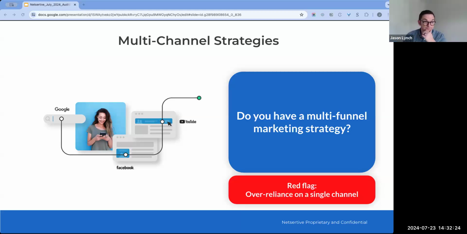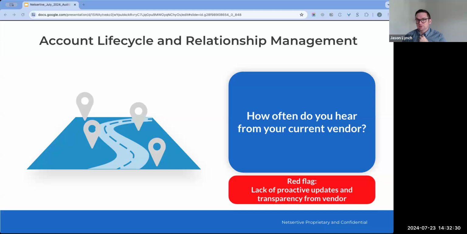Yeah, that's awesome. I think related to that, thinking about account lifecycle and relationship management, how often do you hear from your vendor? Can you talk a little bit about an account, Zach, and how, when you're working with a new vendor or setting up a new account, there's that progression of how an account ramps up. I think that'd be interesting in addition to this question of how often you hear from your vendor.